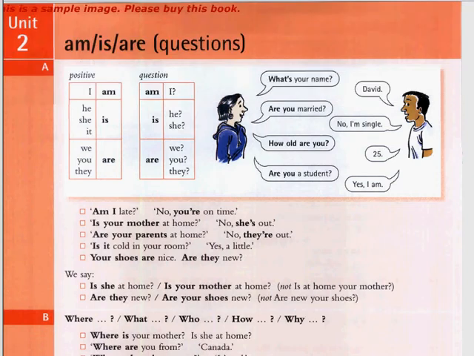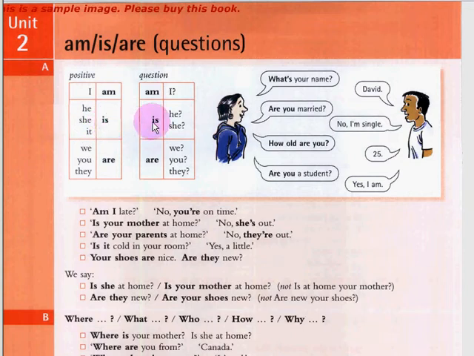Now, we can also use am, is, and are in making questions. How do we do that? Of course, we start with making positive sentences first. For example, you have I am. When you are making it into a question, you say, am I? Now, the same thing goes with he, she, it, and is.